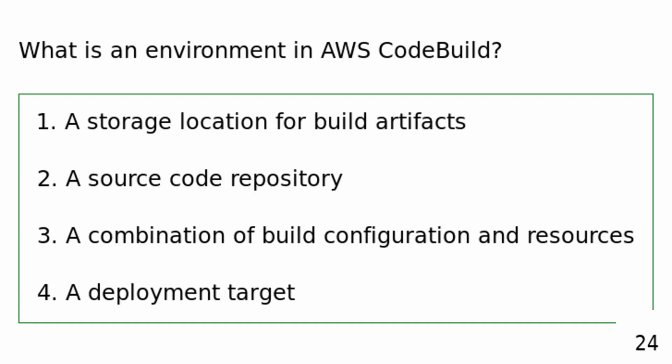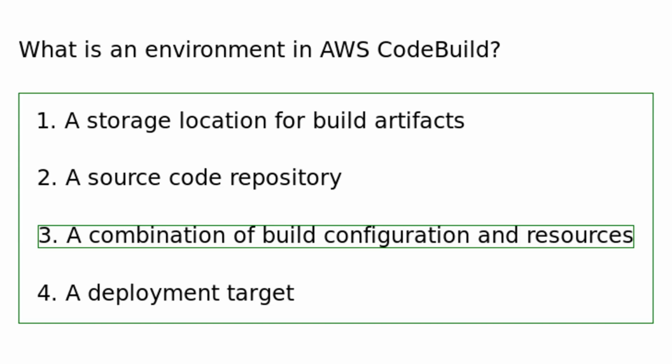What is an environment in AWS CodeBuild? A storage location for build artifacts. A source code repository. A combination of build configuration and resources. A deployment target. An environment in AWS CodeBuild includes the build configuration and resources needed to run the build.